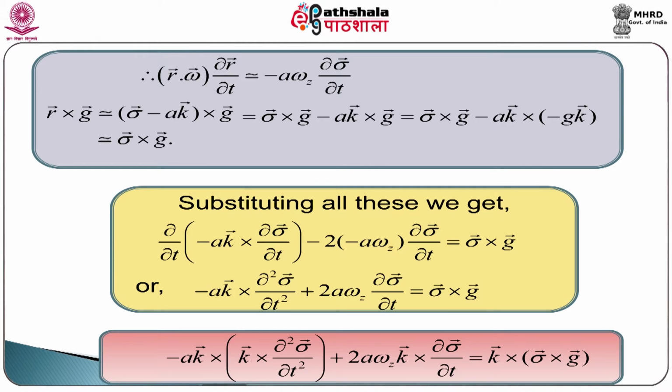Substituting all these in the equation of motion, we get ∂/∂t of minus a k vector cross ∂/∂t of sigma vector minus 2 into minus a omega_z ∂/∂t of sigma vector equal to sigma vector cross g vector. This can be written as minus a k vector cross ∂²σ vector/∂t² plus 2a omega_z ∂/∂t of sigma vector equal to sigma vector cross g vector.